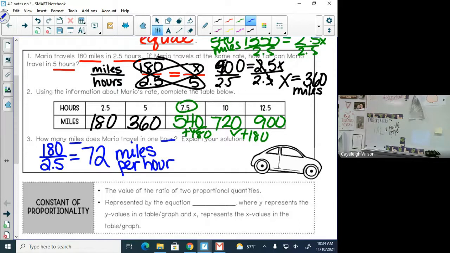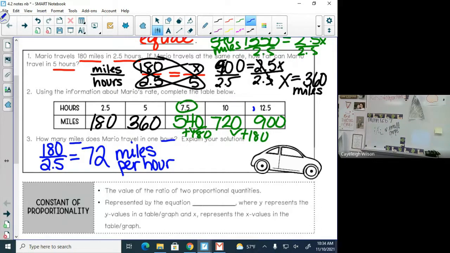And even if you use a different one, so right now I want everybody to pick up their calculator, and I want you to take 720 divided by 10. Right here, so take 720 and divide it by 10. 72. Take 900 and divide it by 12.5. 72, because 72 is his constant speed.